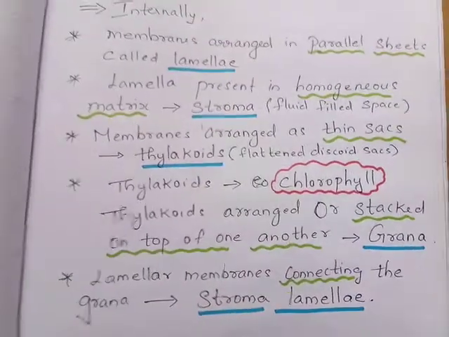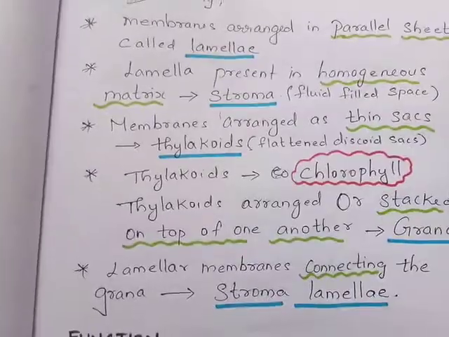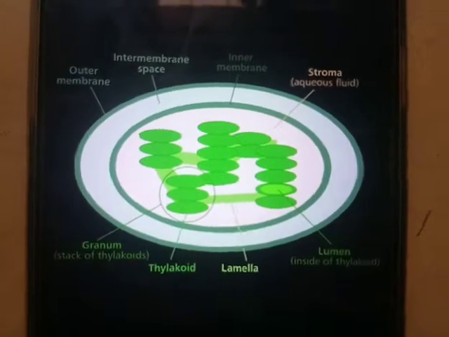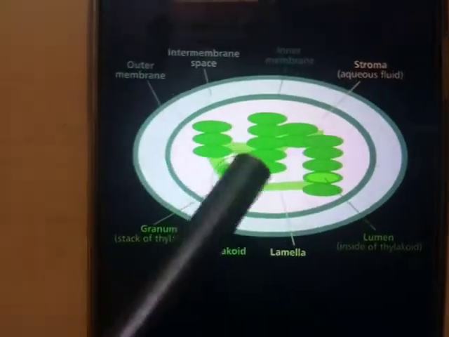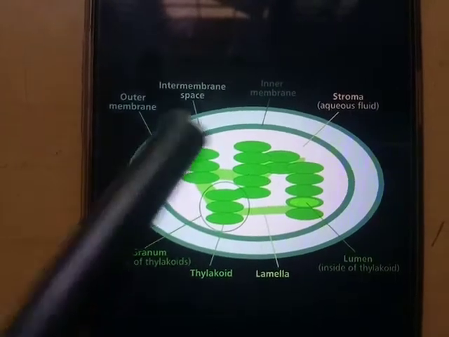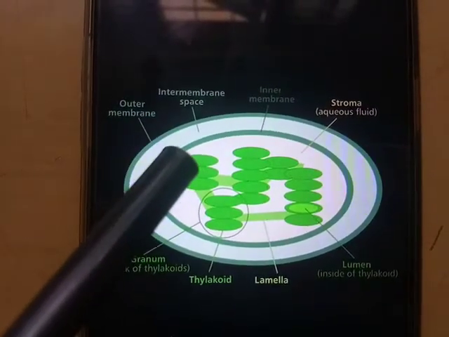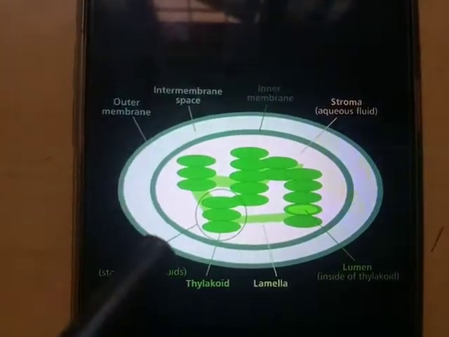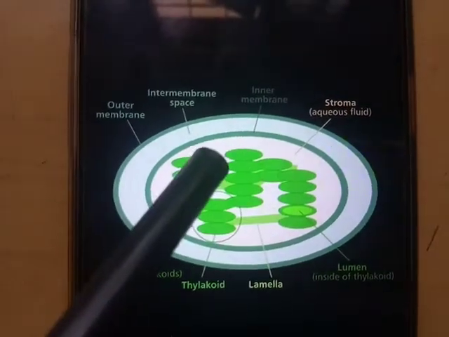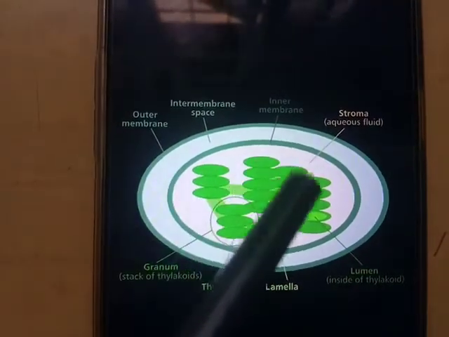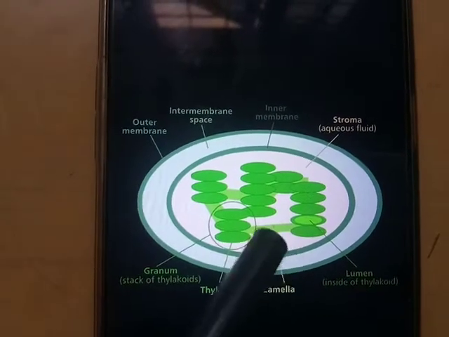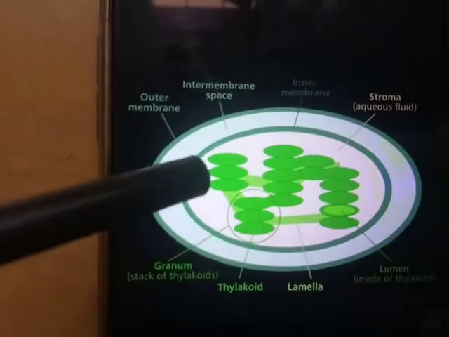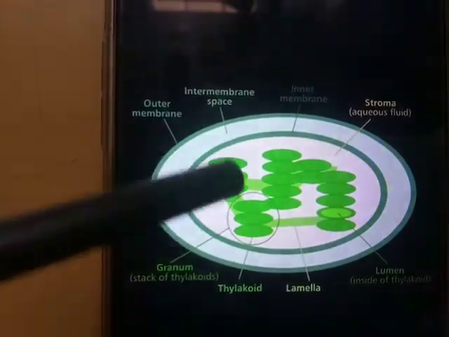Now when you view the diagram, you will understand clearly. So this is the structure of chloroplast. It is ellipsoidal in shape. They have an outer membrane and they also have an inner membrane. So the space between the outer and inner membrane is the intermembrane space. Inside the chloroplast, you have this lamellae, and you can see this is grana.